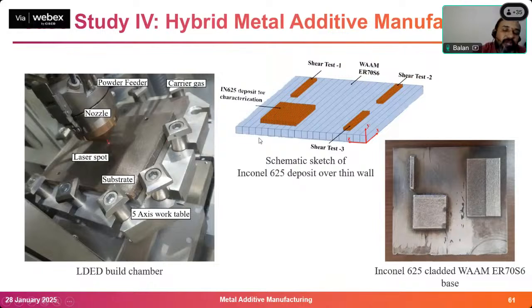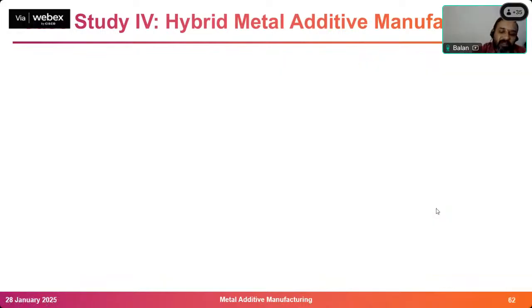You can ask why I built the substrate by wire. Because the deposition rate is very high, so I made the substrate using wire. On that, if you want to add intricate features, I can add this powder. Now this is my VAM, and on top I have DED. This is the structure I made, and we did the analysis on that.